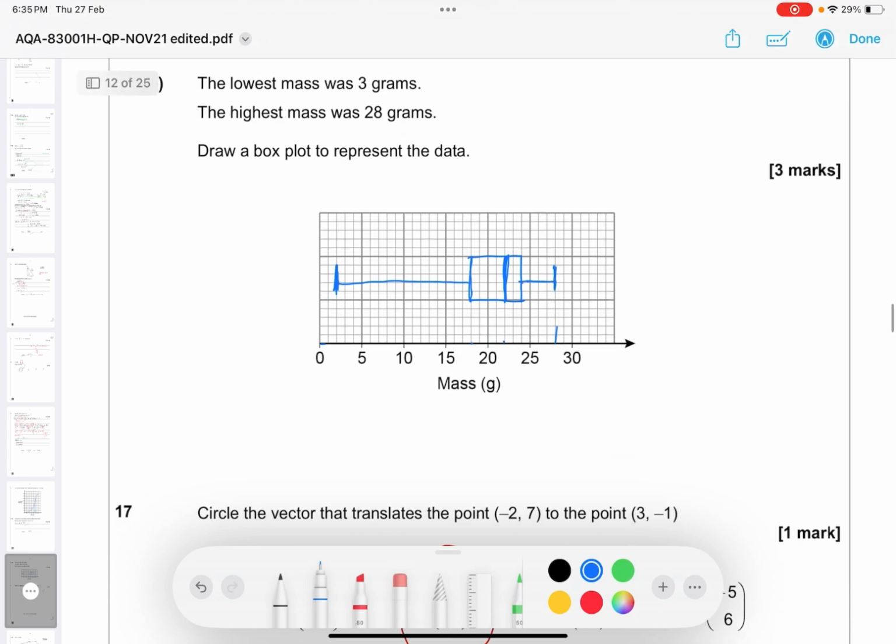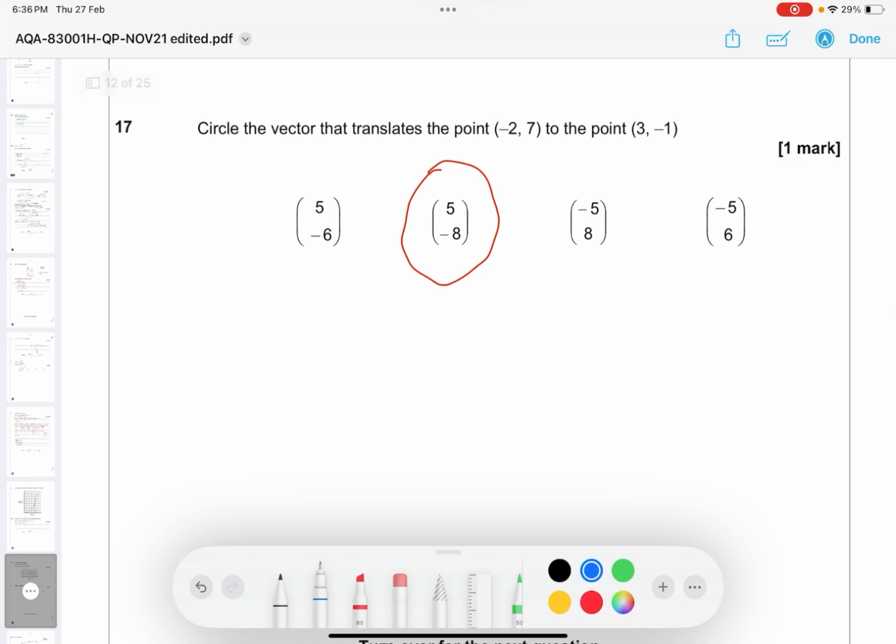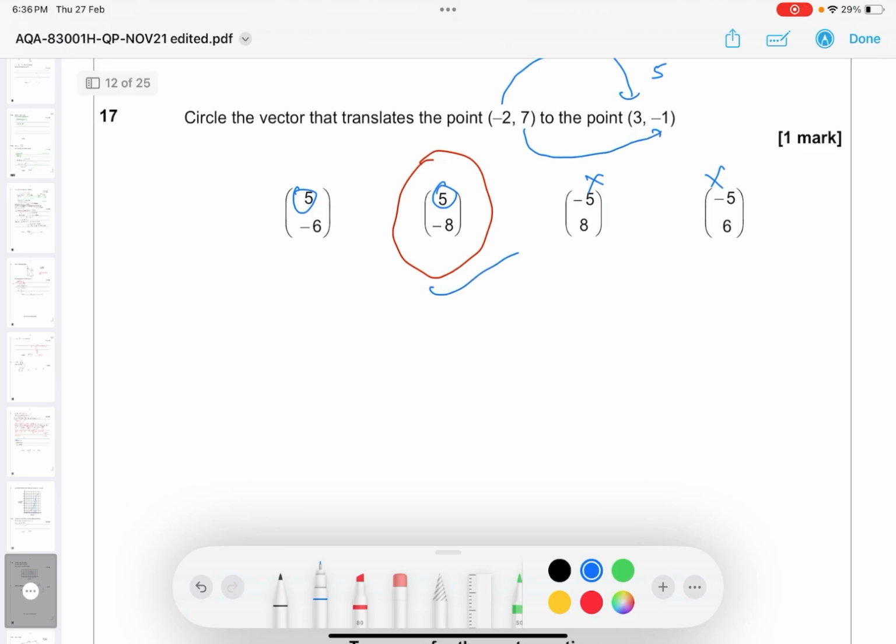Alright, let us move on to the next question. Circle the vector that translates the point -2, 7 to the point 3, -1. Alright, you can clearly see the difference between these two is 5. So this one would be correct. This one can also be correct. These two are wrong. Now the difference between these two is -8. So this one is the correct option.